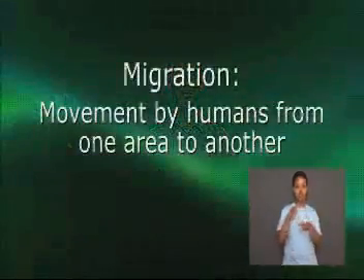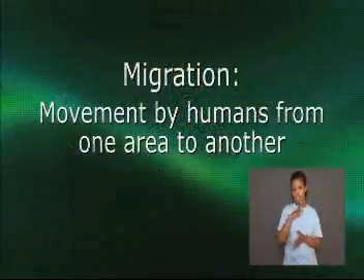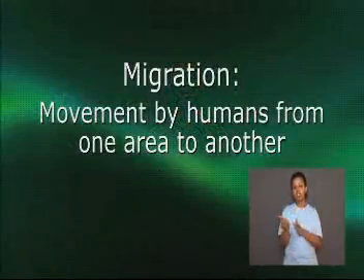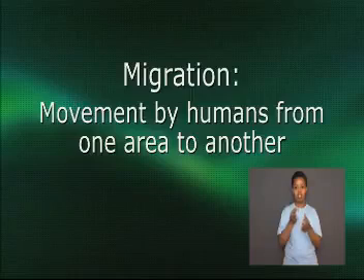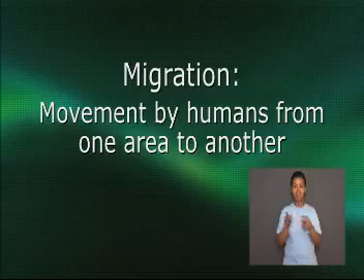As we have learned through fossil findings, modern humans first appeared in Africa. They have since migrated all over the world. Human migration is a term used to describe the movement by humans from one area to another, sometimes over long distances and in large groups.